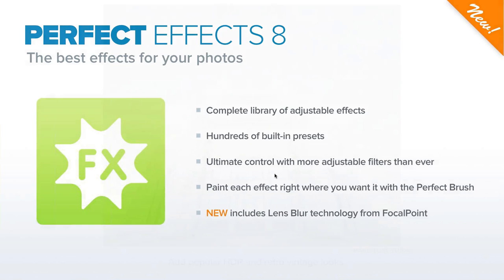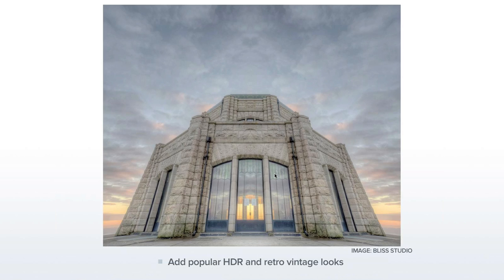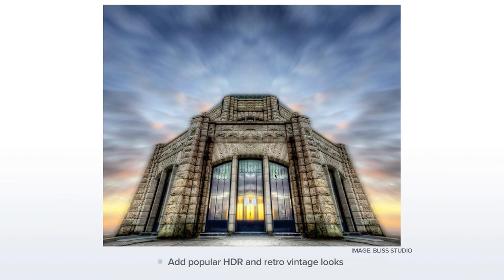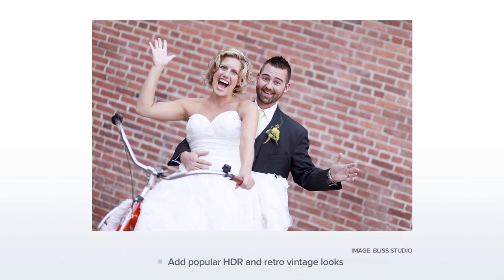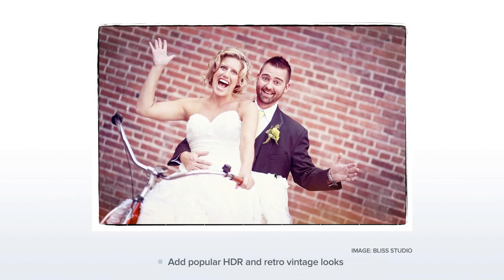So let's show you a couple examples of what you can do with Perfect Effects. It's great if you want to create an HDR look on an image that isn't actually shot in HDR, or if you want to recreate the retro vintage looks that are very popular in applications like Instagram, it has all of the vintage and borders that you need to do that.